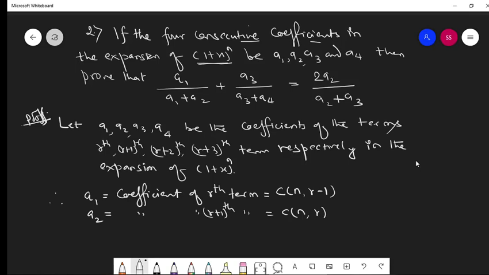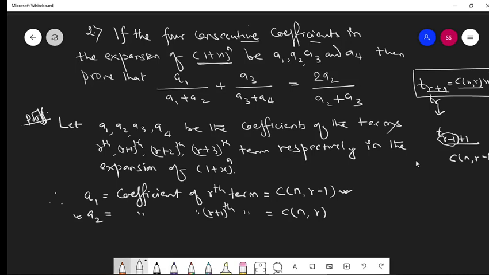So the r plus 1th term is C(n, r), then the rth term is 1 less, that's why r minus 1, and r plus 2 will be 1 more, because the standard is a2 or r plus 1th term. T(r plus 1) equal C(n, r) x to the power r. So the coefficient is C(n, r). If this is Tr only, Tr can be written as T(r minus 1 plus 1), so it will be C(n, r minus 1). It is not confusing.